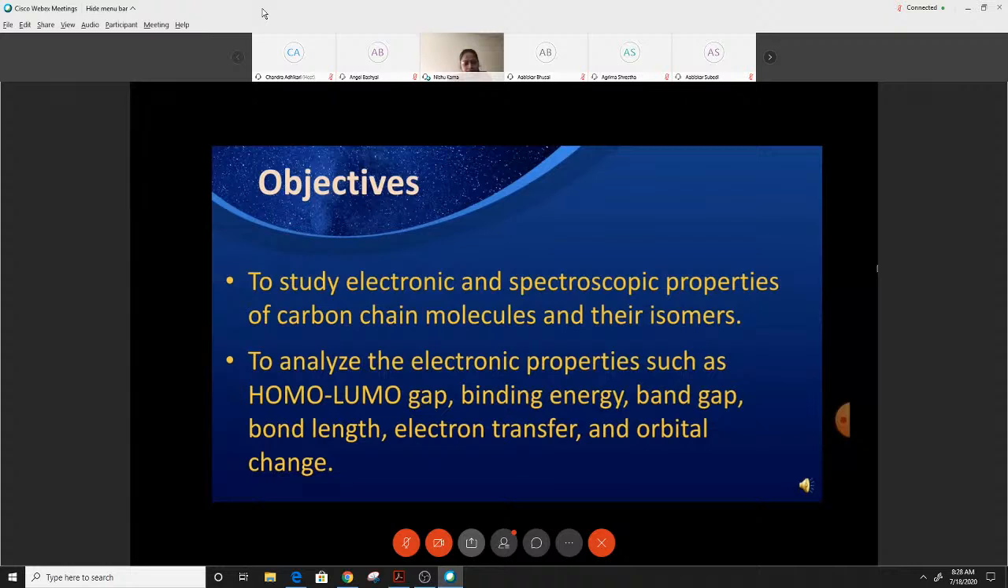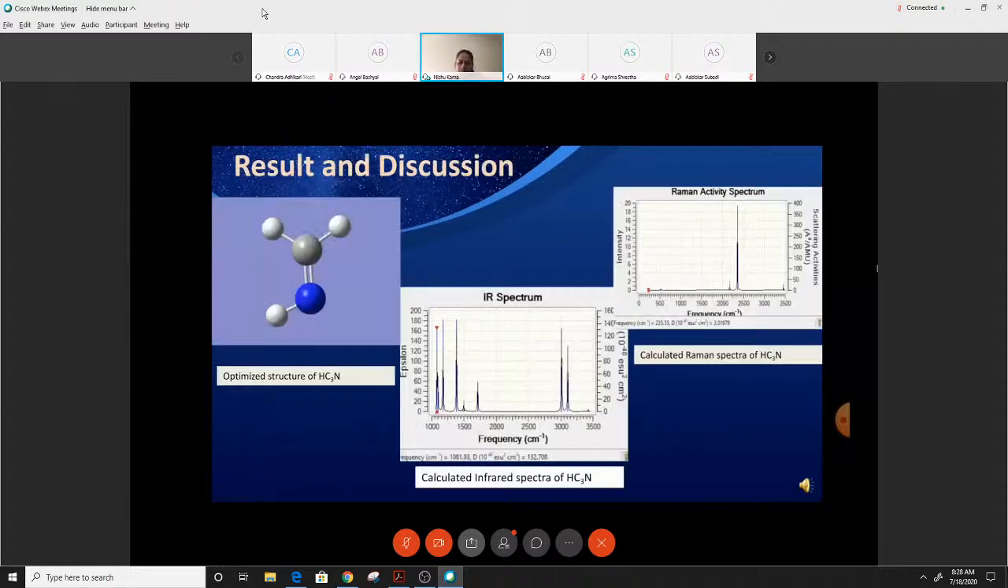We optimized the geometry and calculated vibrational spectra by employing the DFT B3LYP 6-311G level of theory using the Gaussian 09 program. Let us move to the results and discussion part.